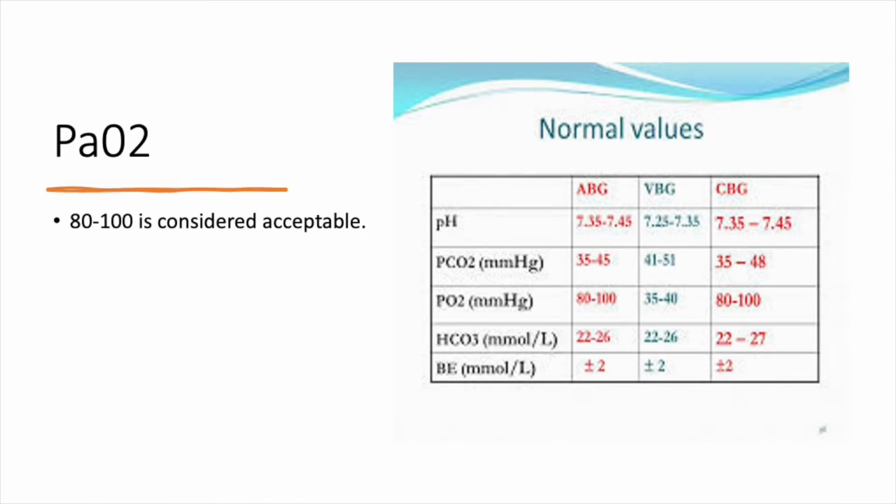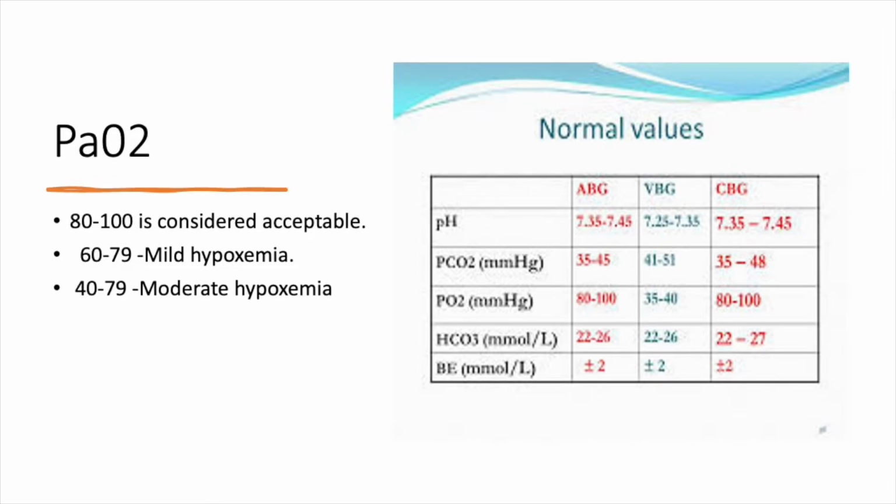So let us see what are the normal values. 80 to 100 is an acceptable PaO2. So it varies between 80 to 100, but it depends upon the age of the patient. 60 to 79 is mild hypoxemia, which is tolerable. 40 to 59 is considered moderate, and less than 40 is severe hypoxemia. So usually our target is to maintain SpO2 at 90 and partial pressure of oxygen around 60.